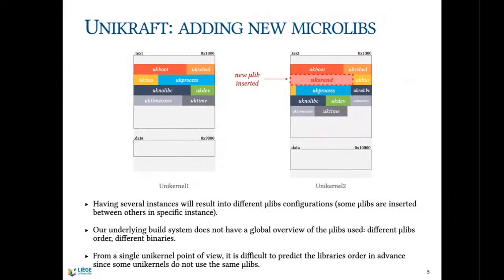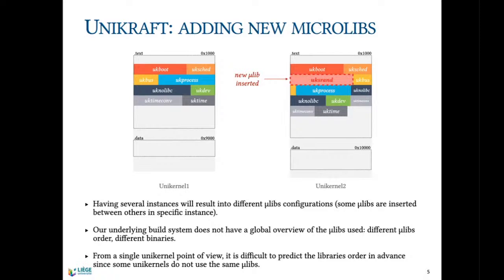Now we will consider that we have several unikernel instances with different microlib configurations. Normally you have already seen what a microlib is. When we have a different configuration, some microlibs can either be inserted or removed between the different instances. In the second instance, we can clearly see that it contains one more microlib than the first one, and it is UK string, in the red boxes here.